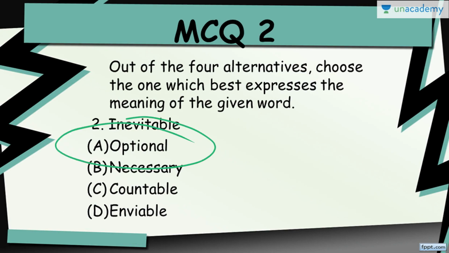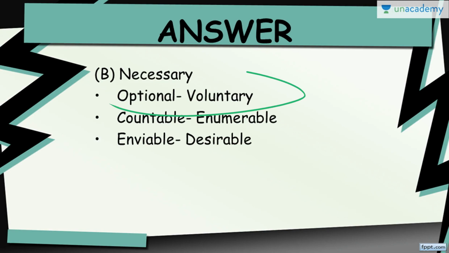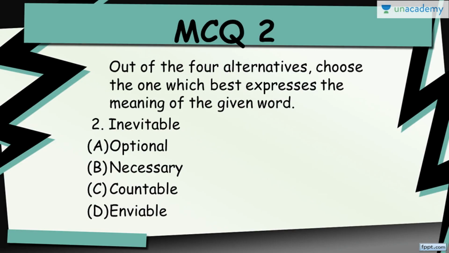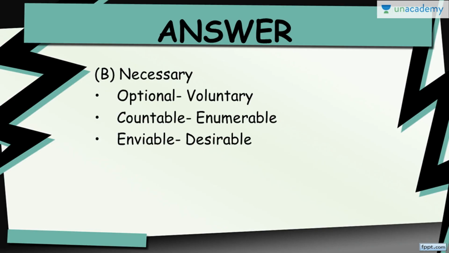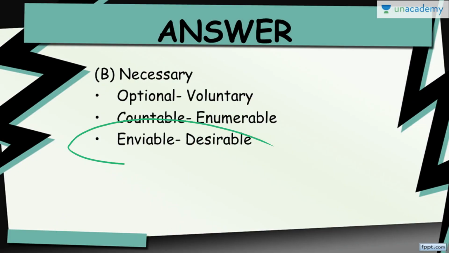The first, A, optional, and the one which is nearest to the meaning of the word optional is voluntary. So whenever we read optional somewhere, we know that this is voluntary. Then we have necessary, which is already inevitable. Then we have countable, and countable के लिए the word is enumerable, something which can be numerated. आप numbers में जैसे count कर सकते हो, that is enumerable. Then the last one we had enviable, and the answer to this is desirable. Something which is desirable is enviable.